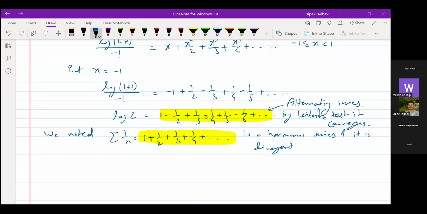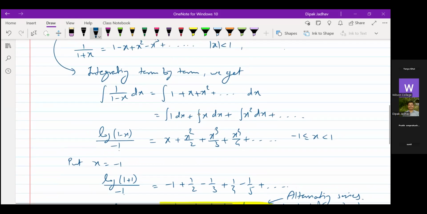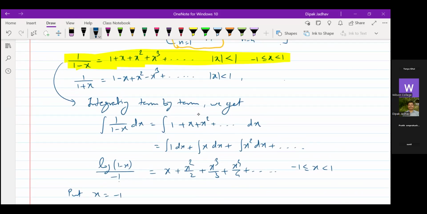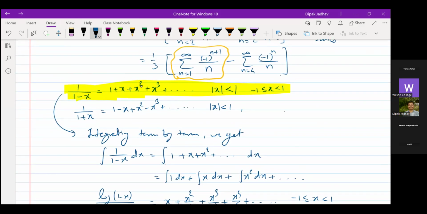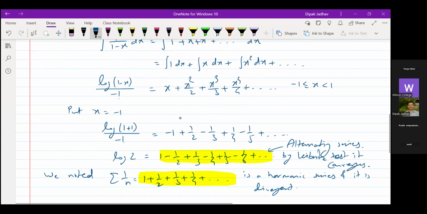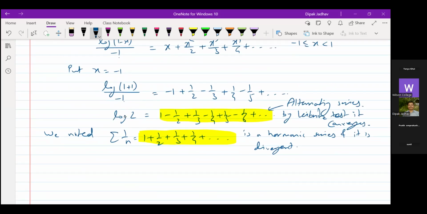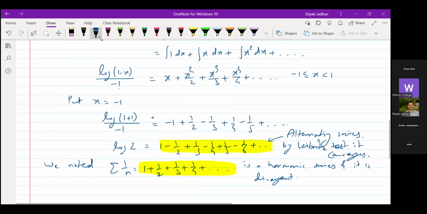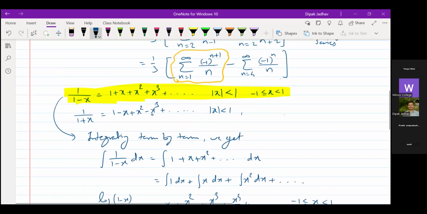So the Leibniz test only guarantees convergence of this alternating series, but it doesn't tell you where this series converges. So we used this tool from higher mathematics, that is, power series, and we concluded that this series converges to log 2. Is it okay? Now let's come back to our main question.